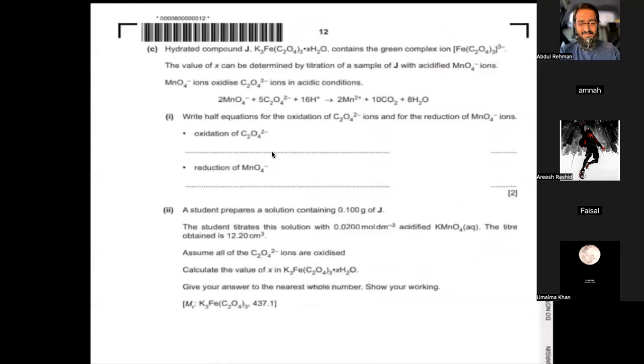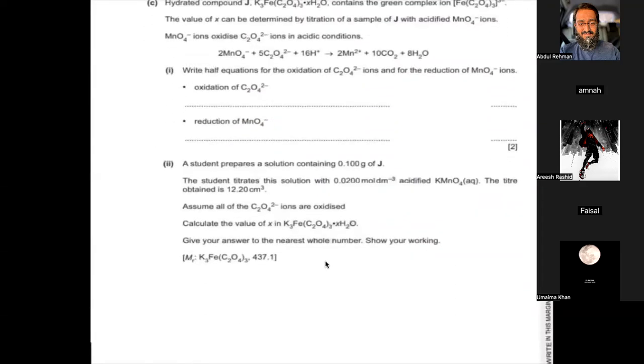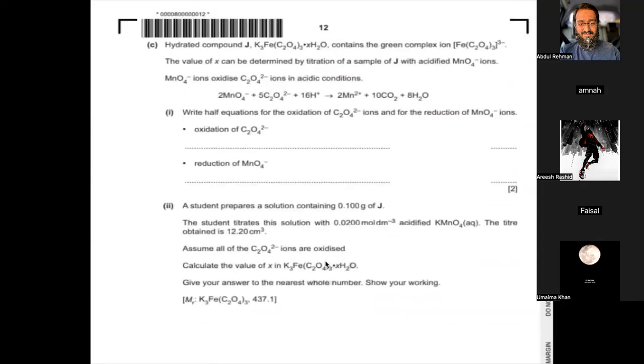Okay. Now, C part. Hydrated compound J, K3Fe(C2O4)3·xH2O, contains the green complex ion Fe(C2O4)3 3-. The value of x can be determined by titrating a sample of J with acidified manganate ions. Manganate ions oxidize C2O4 in acidic conditions. So here we have an equation and a ratio of manganate with the ethanedioate ions. Write the half equation for the oxidation of C2O4 ions and for the reduction of MnO4.